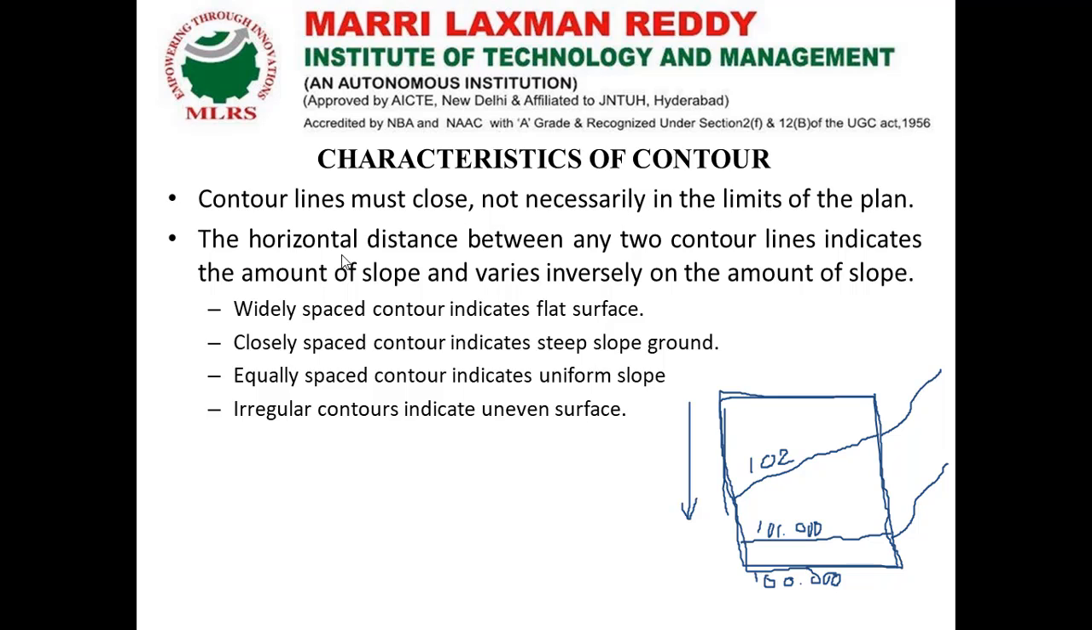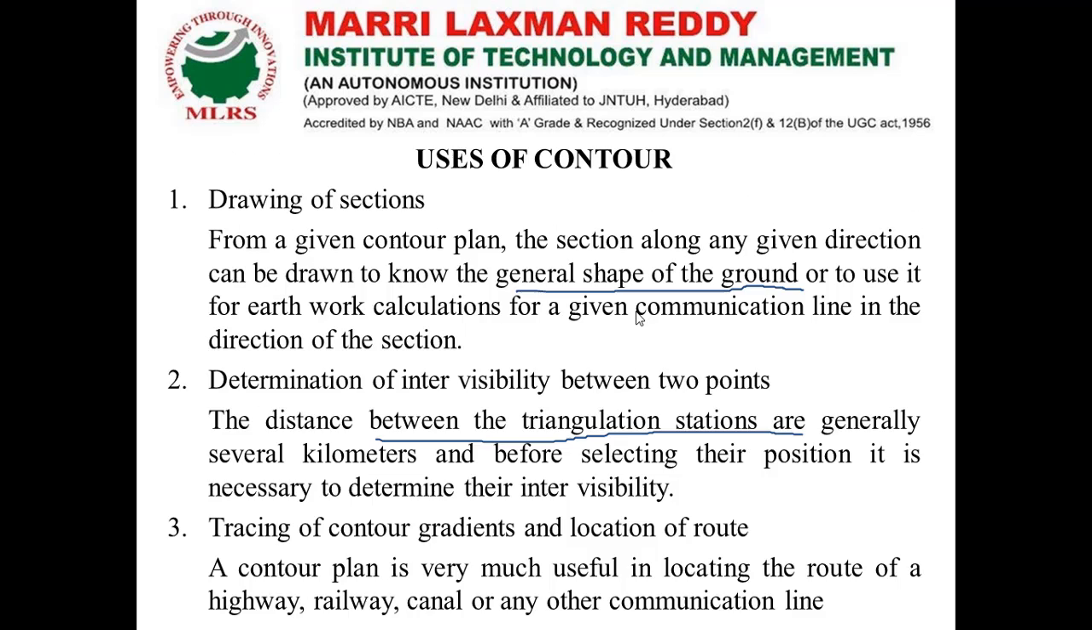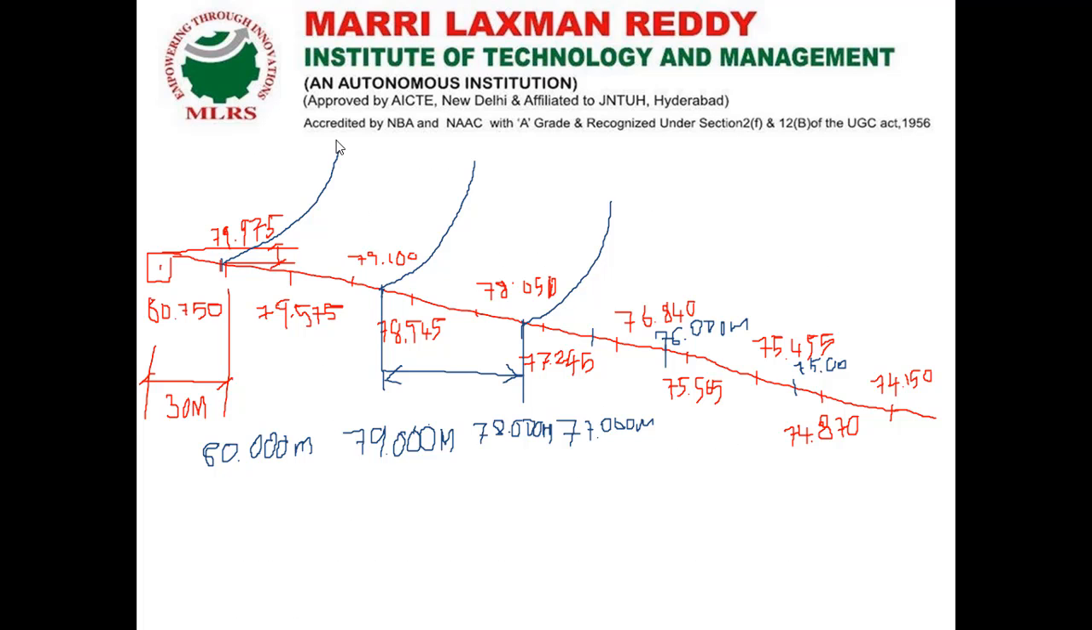Second one: the horizontal distance between any two contour lines indicates the amount of slope, and varies inversely with the amount of slope. So here, this is my horizontal line. I already said this is the 80-meter line, this is 79, this is 78.